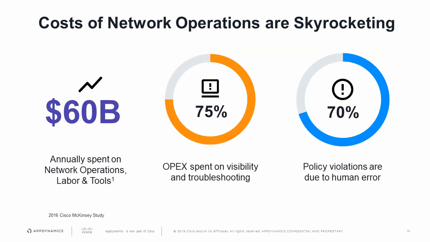Now, cost of network operations is skyrocketing as well. If you look at the annual spend on network operations, it's north of $60 billion. 75% of your OpEx is spent on visibility and troubleshooting, and policy violations, 70% of them happen due to human errors. So if we take all these factors into account, and if we can eliminate or mitigate these factors, it would bring down this cost drastically.